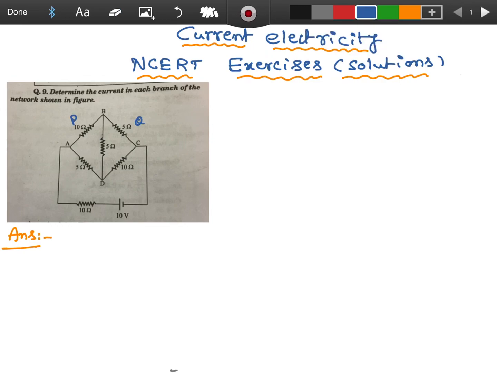This is P, this is Q, this is R, this is S. I am going to check whether P by Q equals R by S or not. P is 10, Q is 5, R is 5, this is 10. 10 by 5 is not equal to 5 by 10. This is not a balanced Wheatstone bridge. Then we will go for the alternate technique. Use the Kirchhoff rules, like the current rule, the junction rule, and the potential rule, the loop law.